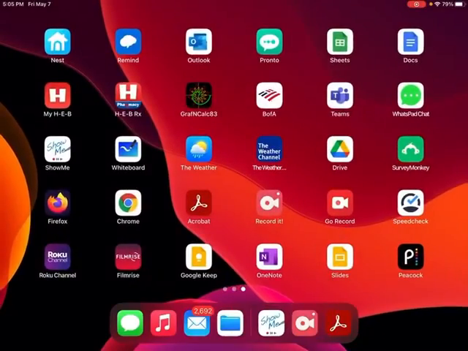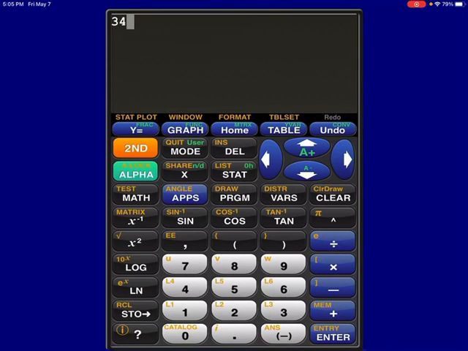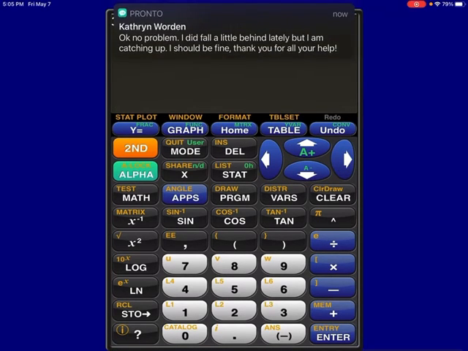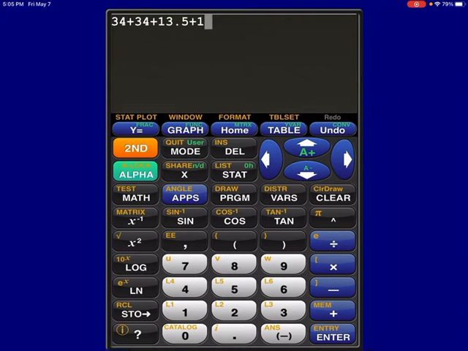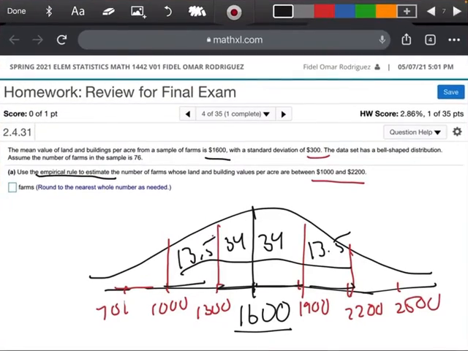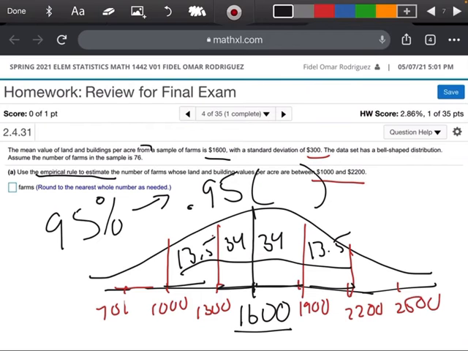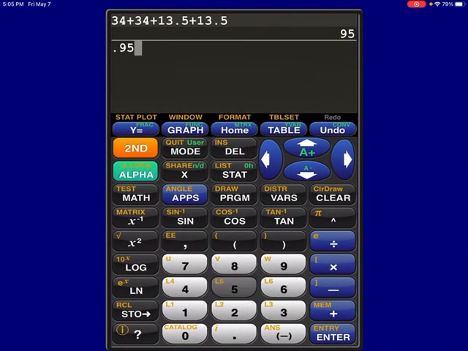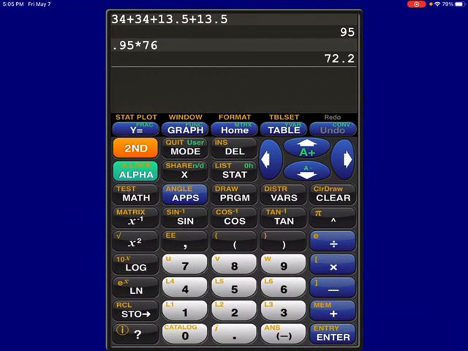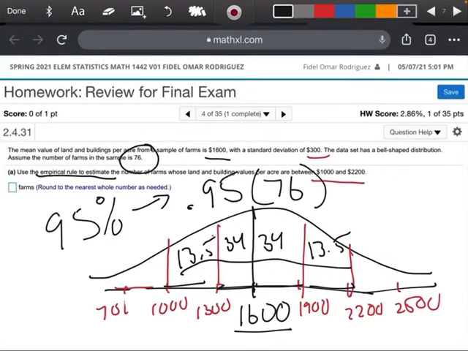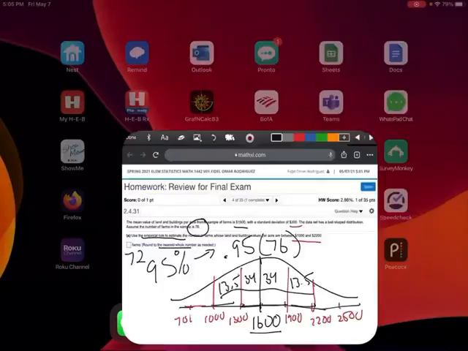So what I'm going to do is add those percentages together. Let me clear this out. I have 34 plus 34 plus 13.5, plus another 13.5. So that's 95%. Remember, how do I write 95% as a decimal? It's 0.95. And we're going to multiply by the number of farms, which in this case is 76. So I'm going to grab my calculator, 0.95 times 76. I'm coming up with 72.2. Right here I would just put 72 because this is round to the nearest whole number. So 72 would be my answer.